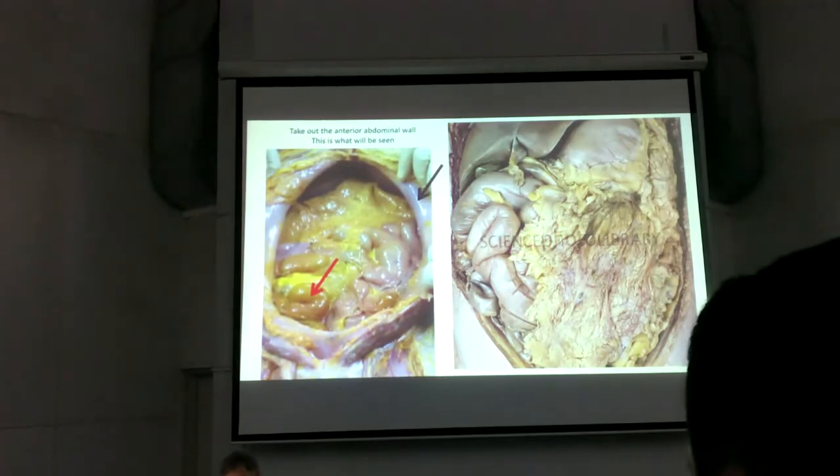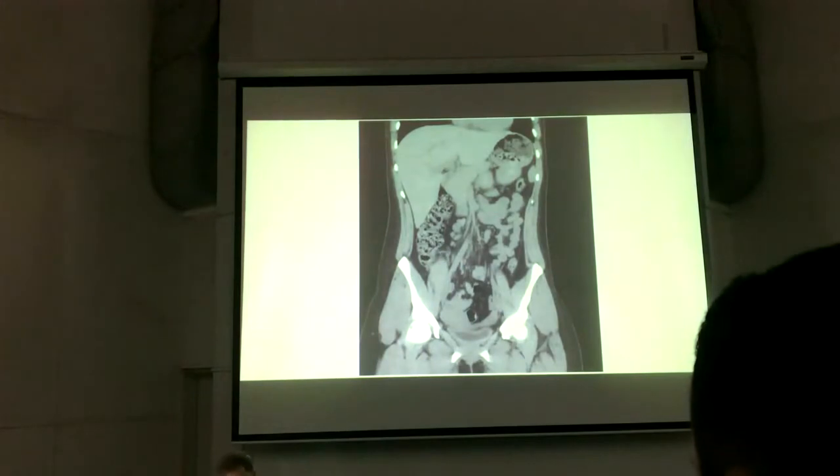Now, in this cadaver, the anterior abdominal wall is removed. Now, what do I see? I see that the abdominal cavity is full of structures. It is not empty. There is no space. Things have their own specific place, and it is shiny. That means it is covered with peritoneum. This is what I'm going to see in real life.